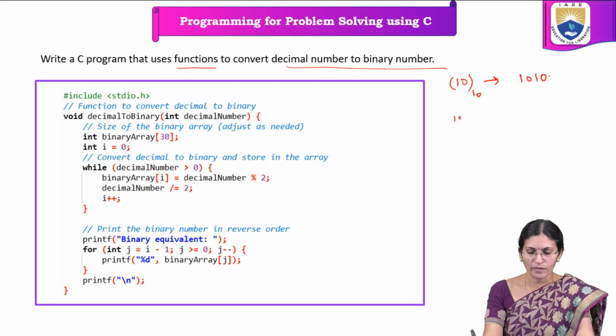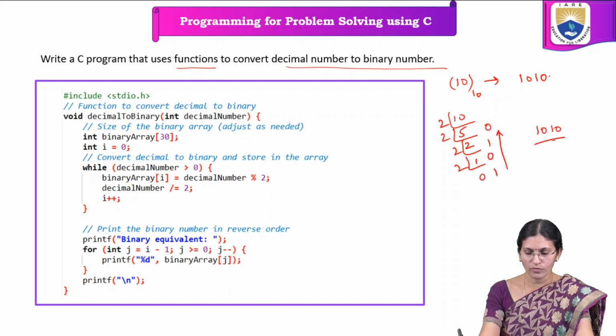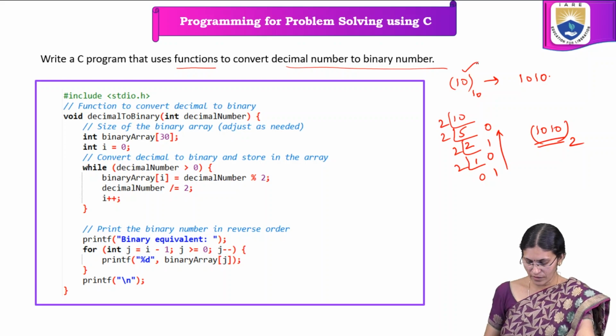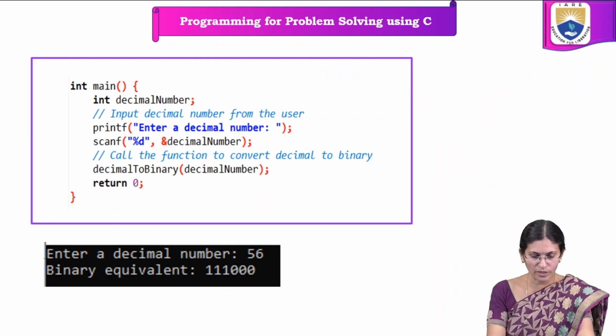We have to continuously divide it by 2. The remainder is 0 here. Then 2 2s are 4, remainder 1. 2 1s are 2, remainder 0. 2 0s are 0, remainder 1. So in this way 1 0 1 0 is the binary equivalent of the decimal number 10. Now let us see how to do this with the help of a program.